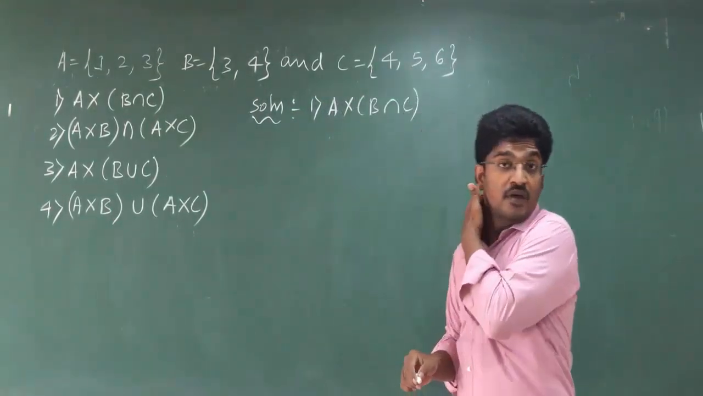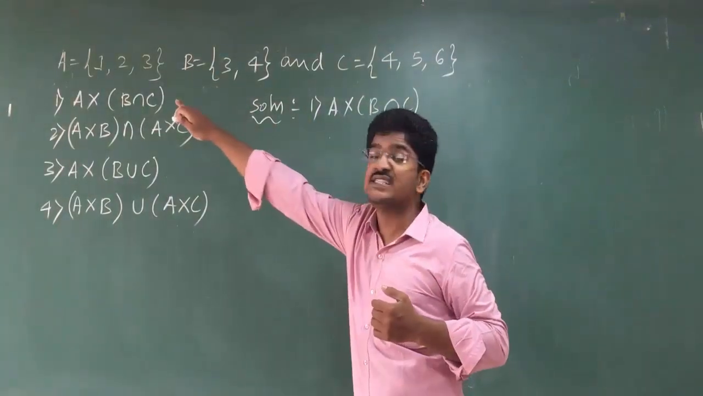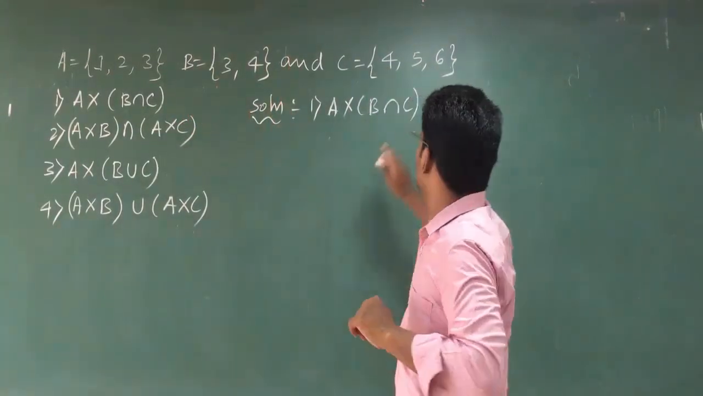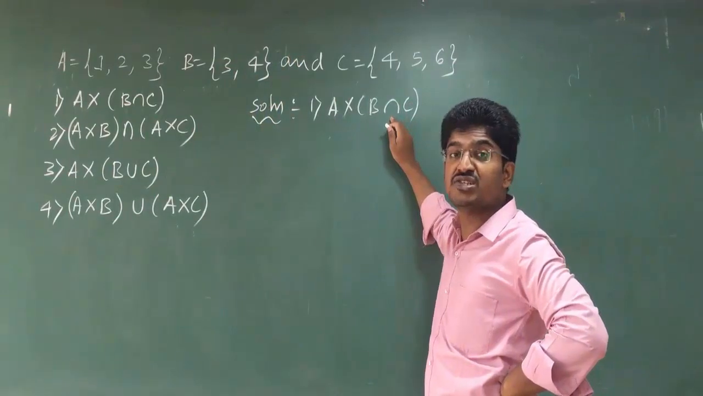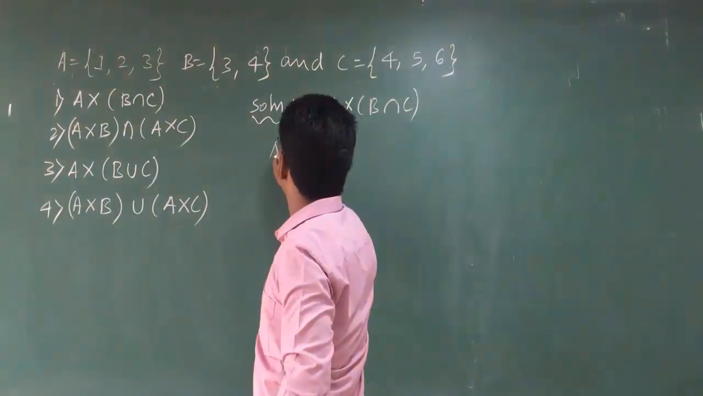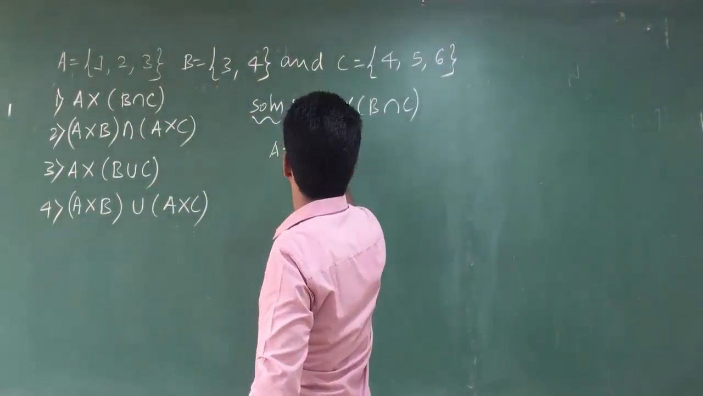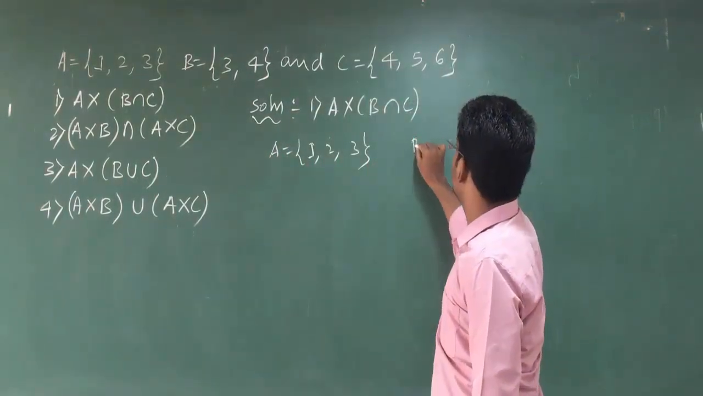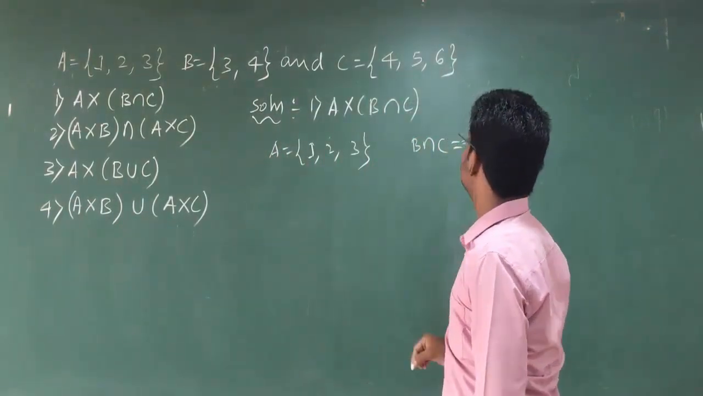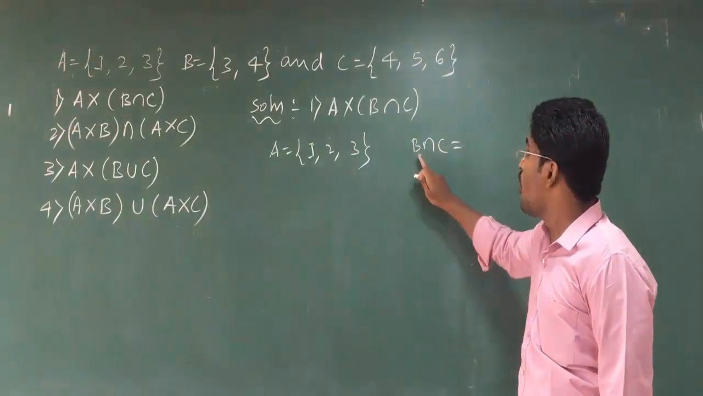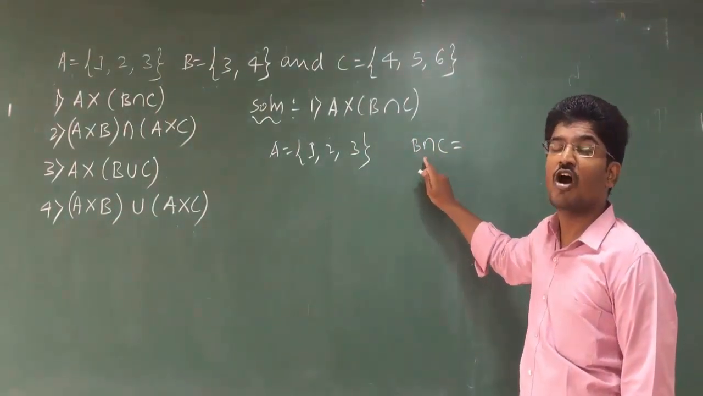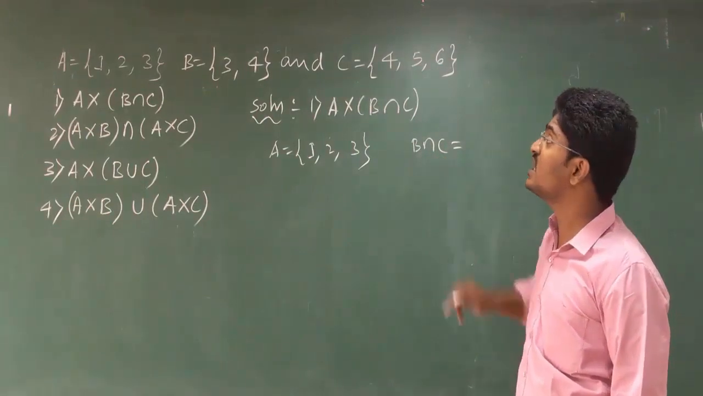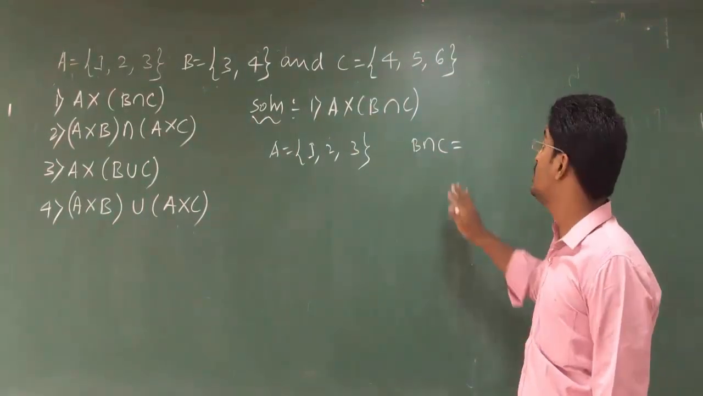Clear? So A you already know, that is the set of 1 comma 2 comma 3. So A is 1 2 3, no problem. Now let us calculate B intersection C. Okay, so the common elements in B and C, check which are the common elements in B and C.